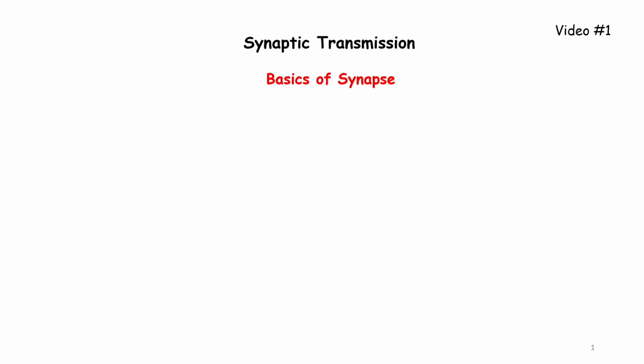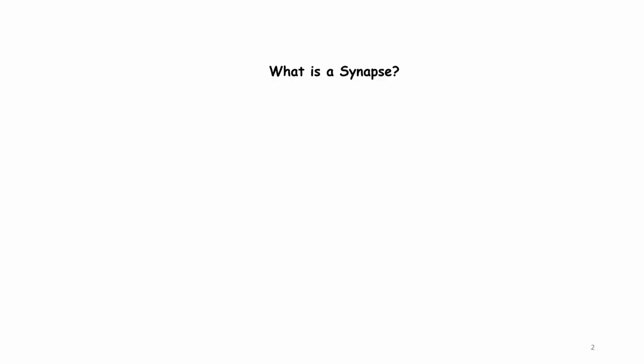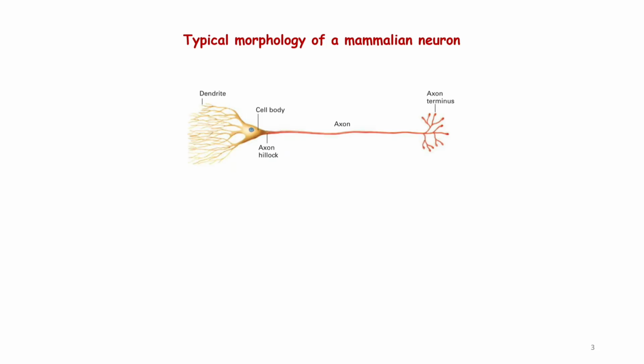Today we are going to learn about the basics of synapse. We will understand what a synapse is and mainly two types of synapses. Now before we understand what a synapse is, we have to know the typical morphology of a mammalian neuron.